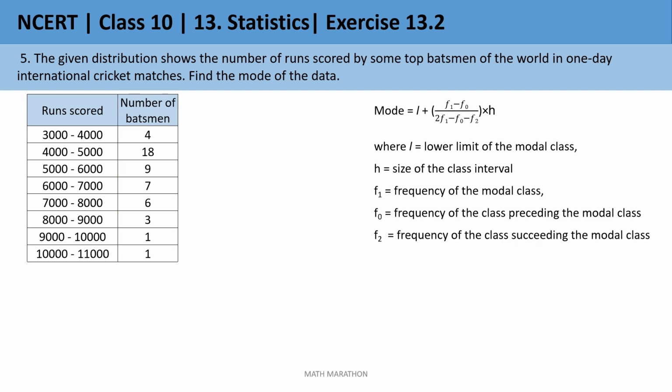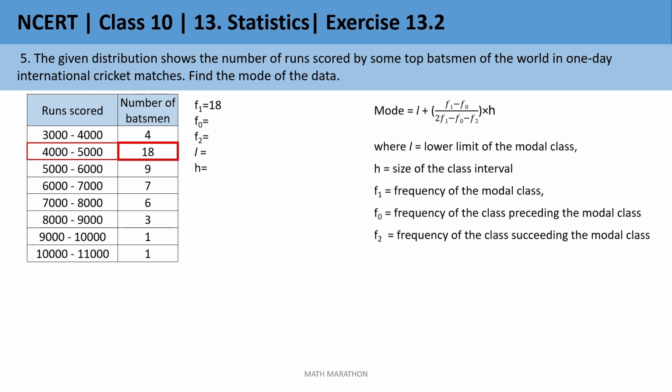Formula to calculate mode is L plus F1 minus F0 divided by twice of F1 minus F0 minus F2 multiplied by H. We need to find F1, F0, F2, L and H. We need this information to calculate mode. In frequency, look for the maximum one, which is 18. The class corresponding to that frequency is called modal class. F1 is frequency of the modal class.